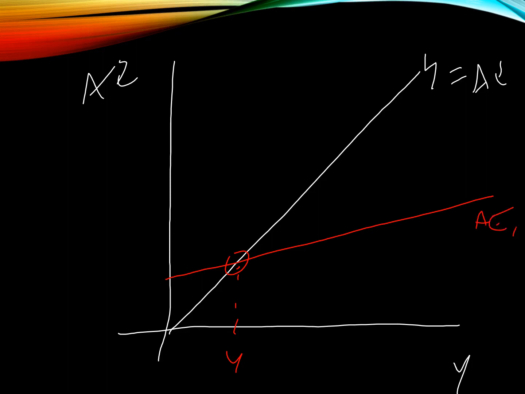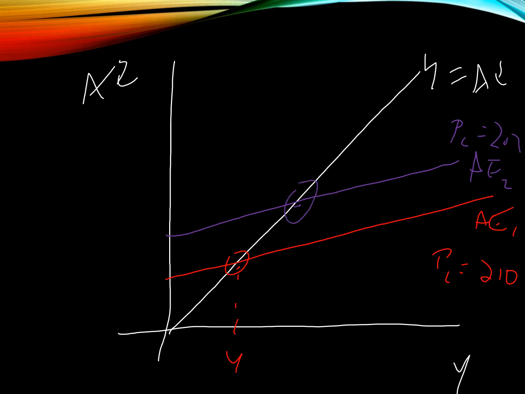This level of aggregate expenditures, we'll call it AE1, corresponds to a specific price level. Let's say the price level is 210. But let's say that prices decrease in the economy. Well, if prices are lower, people tend to consume more, so that's going to shift our aggregate expenditures line up to here. Let's say this corresponds to a price level of 207. We have Y2.